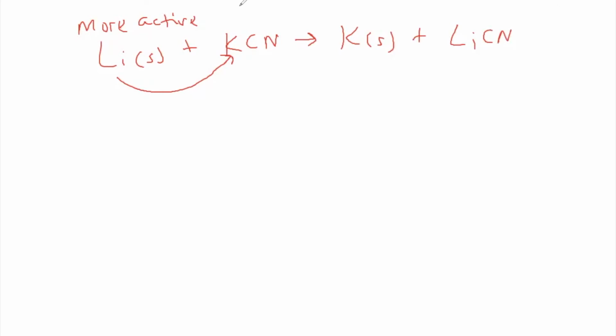Now, lithium would have to be more active than potassium. You have to go to the chart to confirm that, and what you would see is that it is true. Lithium is above potassium, so lithium can take the place of potassium. If it were reversed, with potassium out here and lithium in here, you would have no reaction, because potassium is less active than lithium. It can't kick out lithium to take its place.